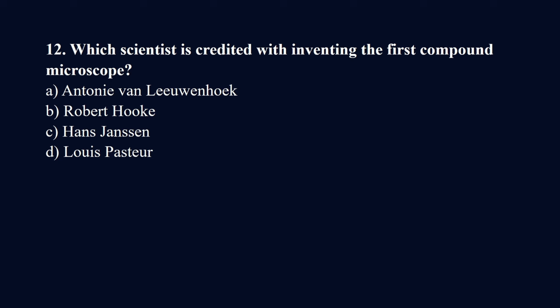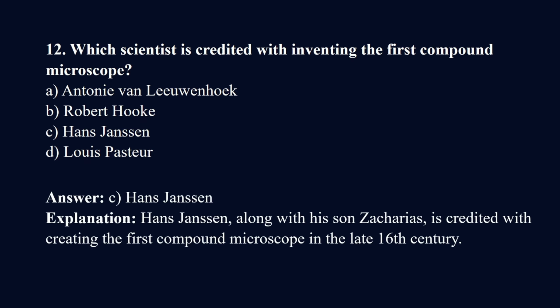Question number 12. Which scientist is credited with inventing the first compound microscope? Antony van Leeuwenhoek, Robert Hooke, Hans Janssen, or Louis Pasteur? And the correct answer is Hans Janssen.